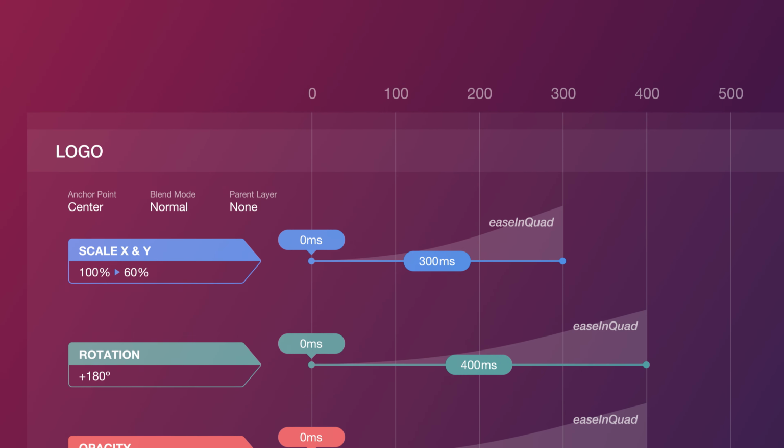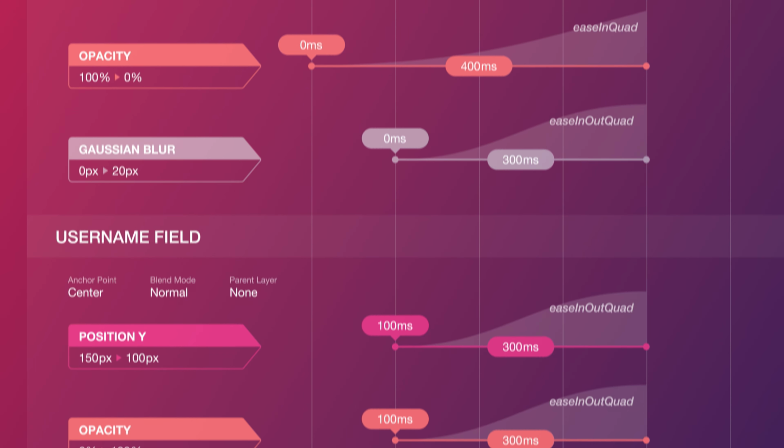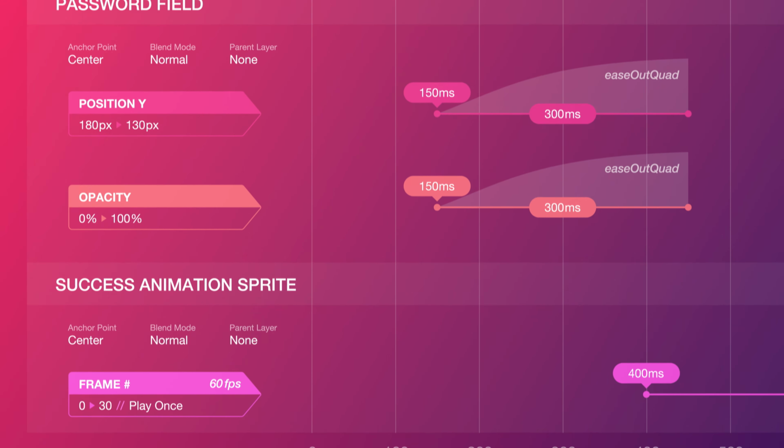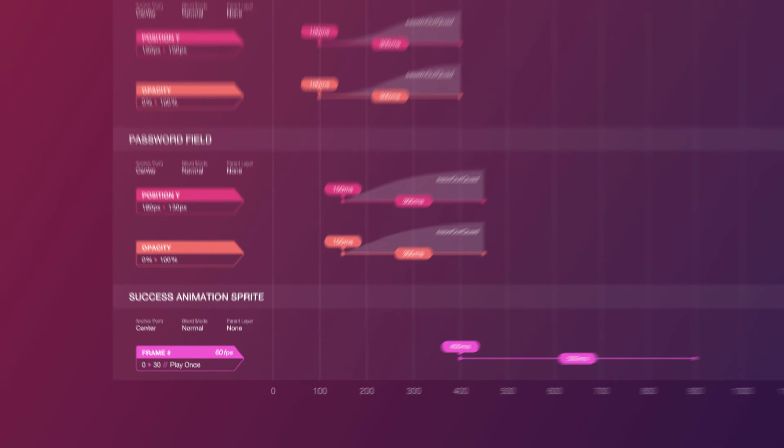I'm going to show you how to build a motion spec for your UI animations so you can clearly communicate design intent to software developers. I'm Ryan, and this is Motion Methods.